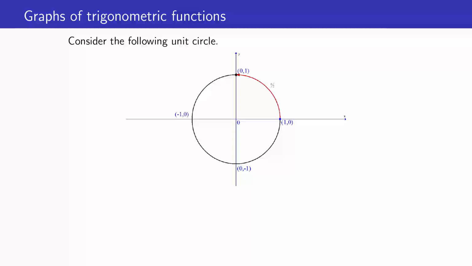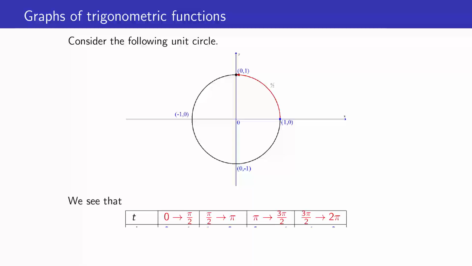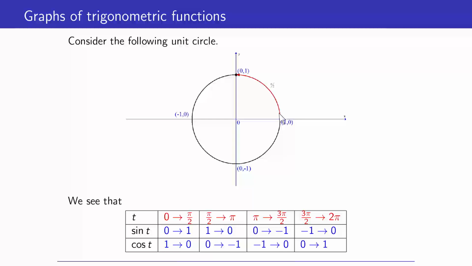Since this circle is a circle of radius 1, we say that if one moves from the point (1, 0) along the circle and comes back to that same point, the distance covered is 2 pi because the radius of the circle is 1. If one moves from the point (1, 0) up to the point (0, 1), the distance covered is pi over 2. If one moves from the point (1, 0) up to the point (-1, 0), the distance covered is pi. And if you go from the point (1, 0) up to the point (0, -1), the distance covered is 3 pi over 2.